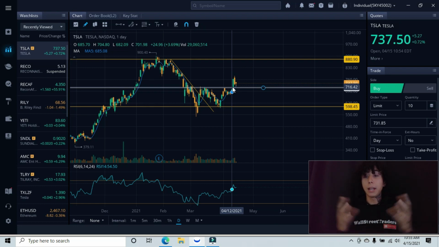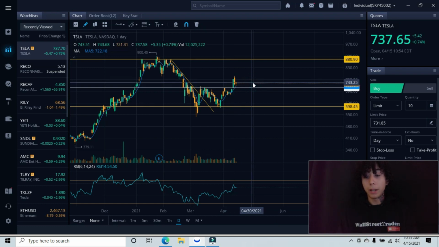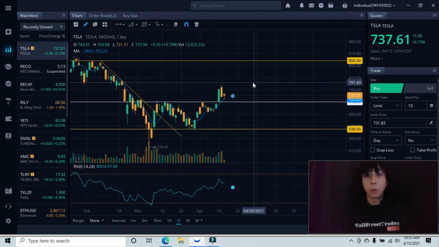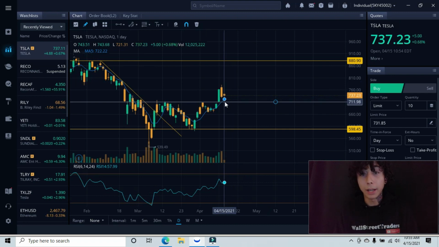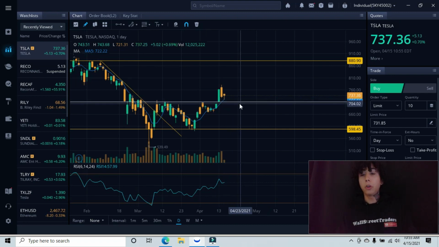So this would be a good buy opportunity. Let me go ahead and zoom in and show you exactly where would be a good opportunity. So as of right now, we haven't fully came back down onto this support level, but you could still get in. Just have your stop loss below the 704, or have a mental stop loss below the 704.